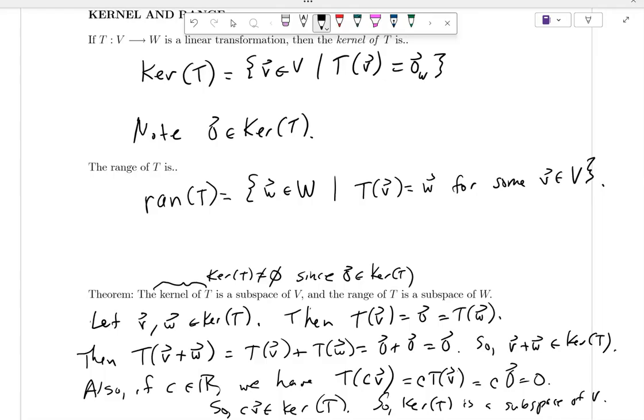All right, so we'll work more on kernel and range next time. We'll also do matrices of general transformations next time. And we can also talk about how the matrix will help us.